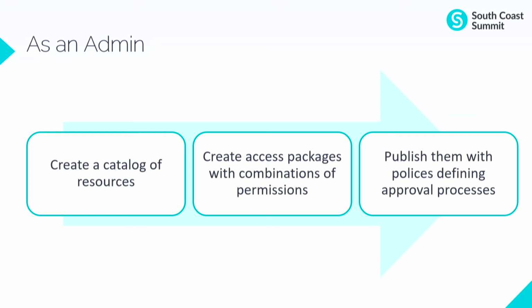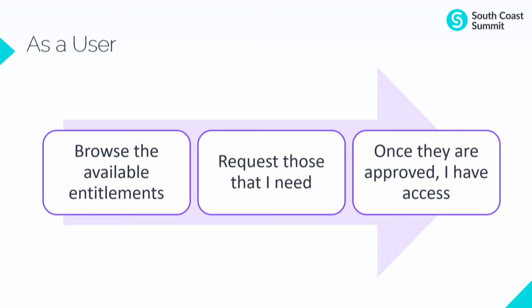So, as an admin, I would create a catalog of resources. I would create access packages with combinations of them, and then I would publish them to allow users to see them. And then the users would come along, and they would browse the available entitlements, they would request them, and then it would go through the approval process. And then they would have those packages. And then the access reviews, if you put those in, they would kick in as well. So that's the overall sort of concept of what we're trying to do here.